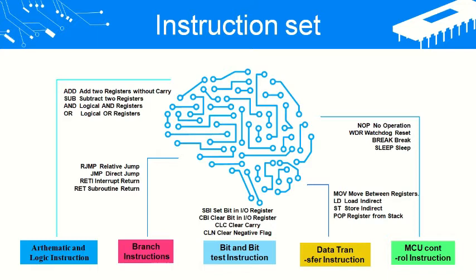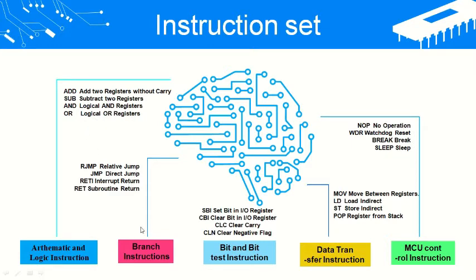There are 5 instruction sets of the microcontroller ATmega328PB, that is arithmetic and logic instructions, branch instructions, bit and bit test instructions, data transfer instructions, and MCU control instructions. Here you can see that for arithmetic and logic instructions, if you want to add 2 registers without carry, then we have to use the command ADD. For subtracting 2 registers, you have to use SUB. For logical AND of registers, we use AND, and for logical OR of registers, we use OR.